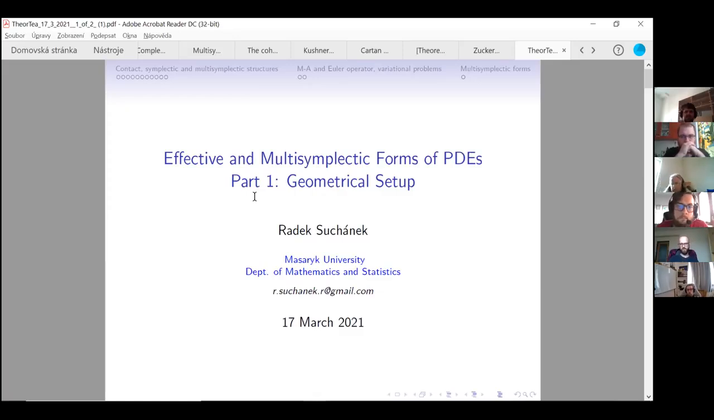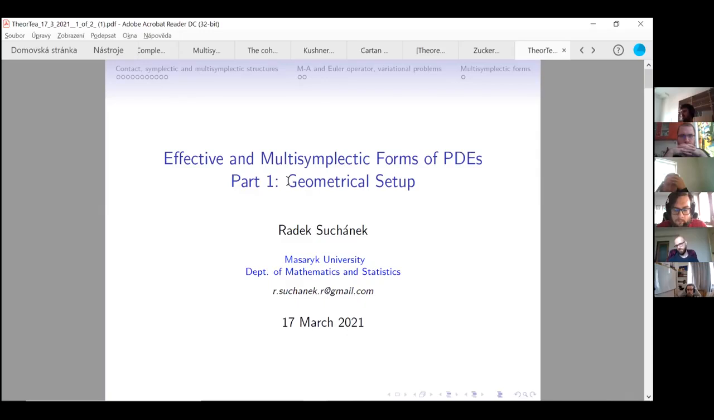In the first part, we will see the basic geometrical setup. We will recall some basic notions. I assume a lot of those things are known to everybody, but just to be on the safe side, we will recall almost everything that we need. And then in the second part, we will use the constructions and the tools described in the first part to apply them to specific partial differential equations and see how they can be employed.